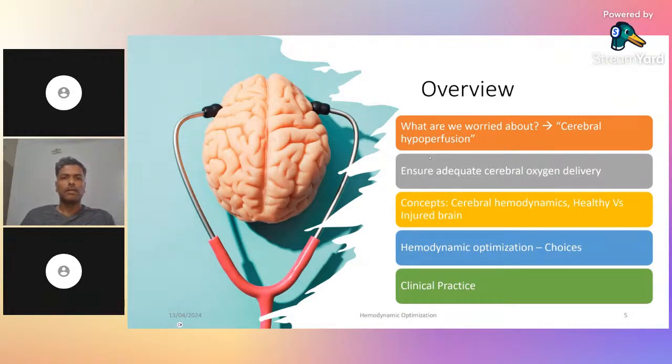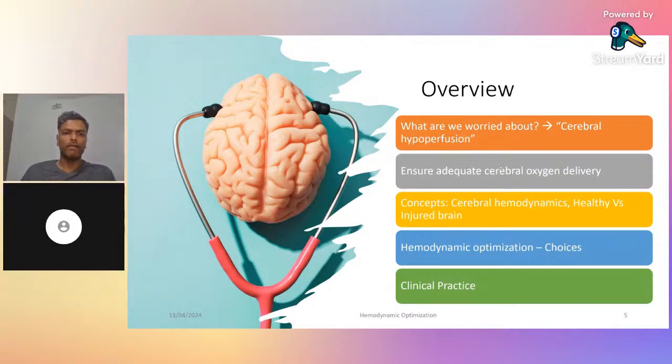One is how much we have to be worried about cerebral hypoperfusion. It is not just hypoperfusion which we are interested about. We are also interested about the oxygen delivery which is happening to the brain. And important concepts, just to touch upon the basics in terms of how the cerebral hemodynamics interact, and how a healthy brain and an injured brain differ in terms of how we need to look at cerebral hemodynamics.